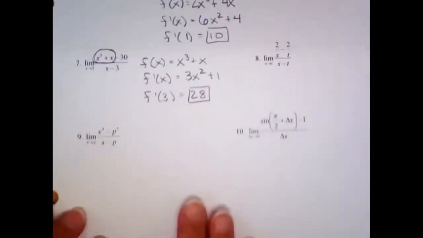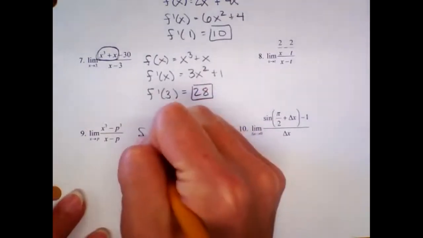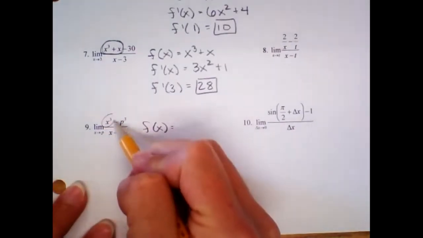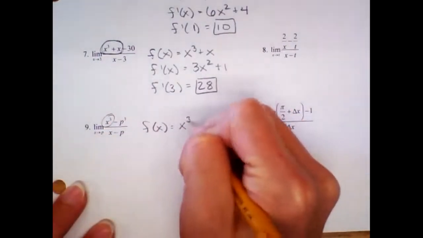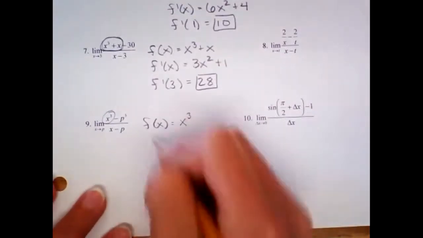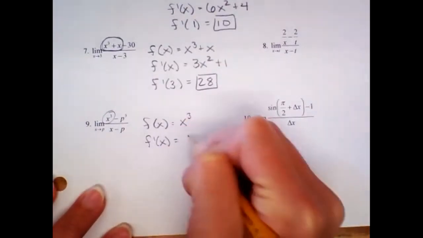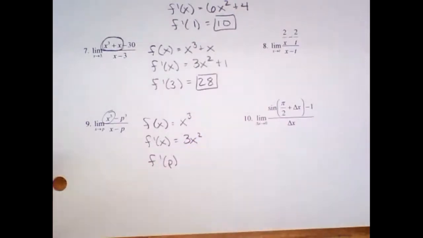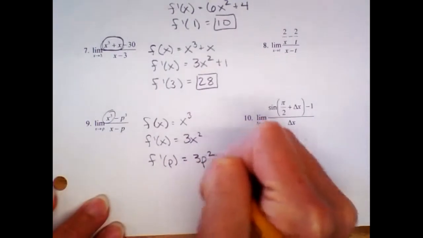And then this one's weird because they didn't use an actual number, it's just p. But it's also that alternative form, the one at a specific point. So the function is just x cubed, and the derivative is 3x squared. And weirdly, what they're asking you to plug in is p, it's not another number, it's just p. So it would be 3p squared.